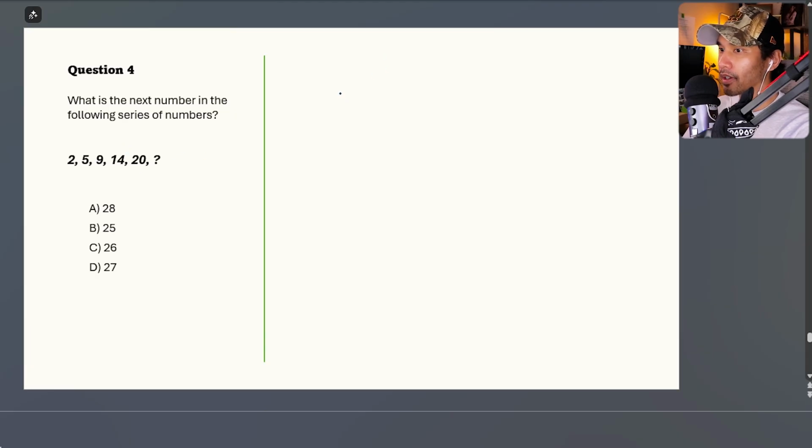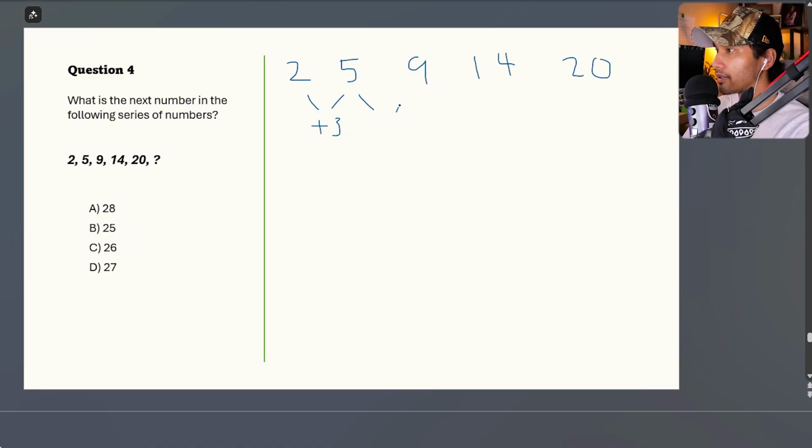What I would do first, again, is just write everything down. 2, 5, 9, 14, 20, question mark. Actually, I'm not going to do that because I want to put the number there. And then we just find how the numbers relate to each other. 2 and 5. How do we get from 2 to 5? That is plus 3. How do we get from 5 to 9? Plus 4. How about 9 to 14? Plus 5. How about 14 to 20?